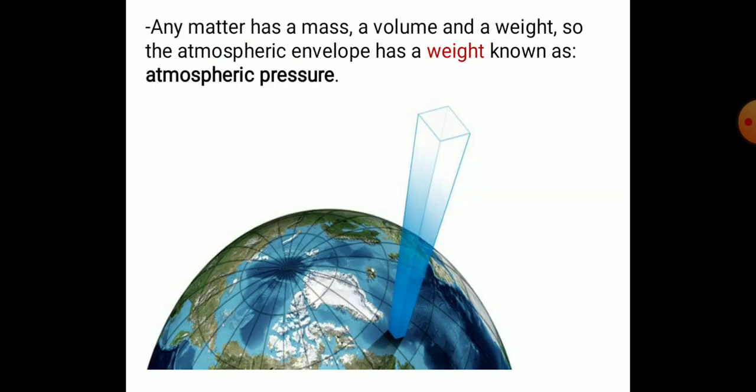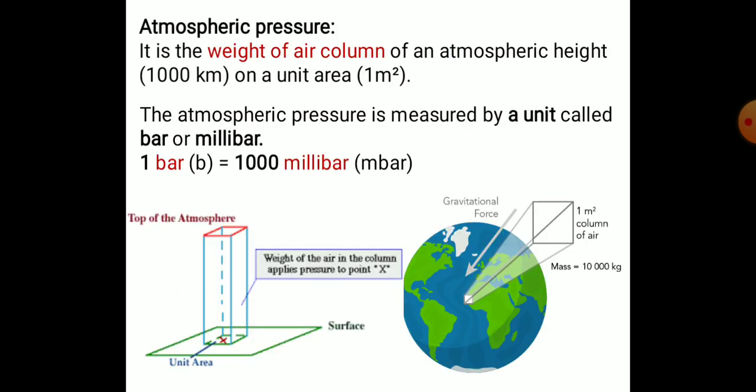When we look around us, we can see many different things, and all these things are called matter. Any matter has mass, volume, and weight. So the atmospheric envelope has a weight, and this weight is known as atmospheric pressure. Now we are going to talk about atmospheric pressure, and we'll start with the definition.